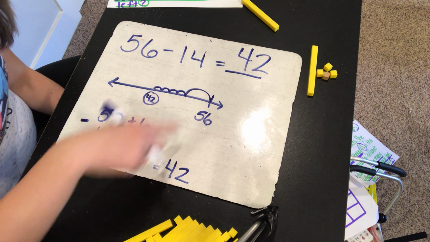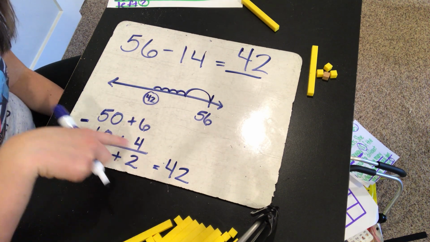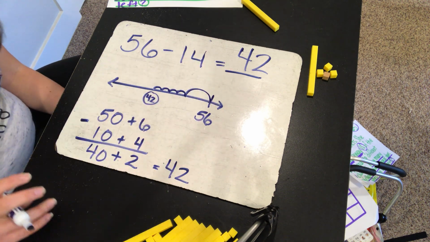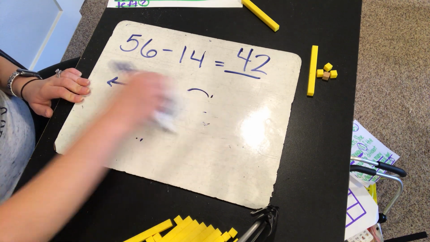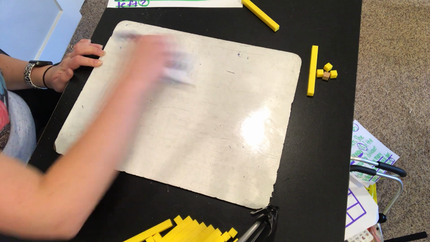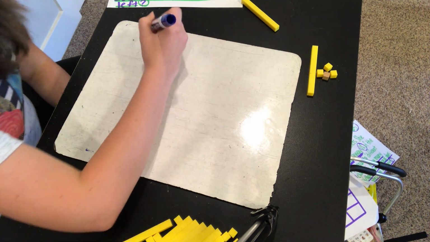So see, we solved it 2 different ways. We used an open number line and we used the expanded form and still got 42. Okay, we're going to do one more problem today, and we're going to use both strategies to help solve the problem.